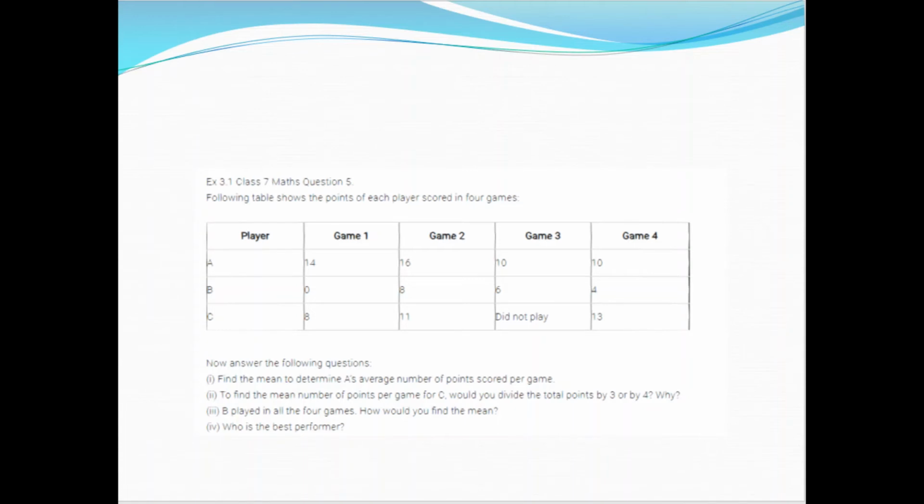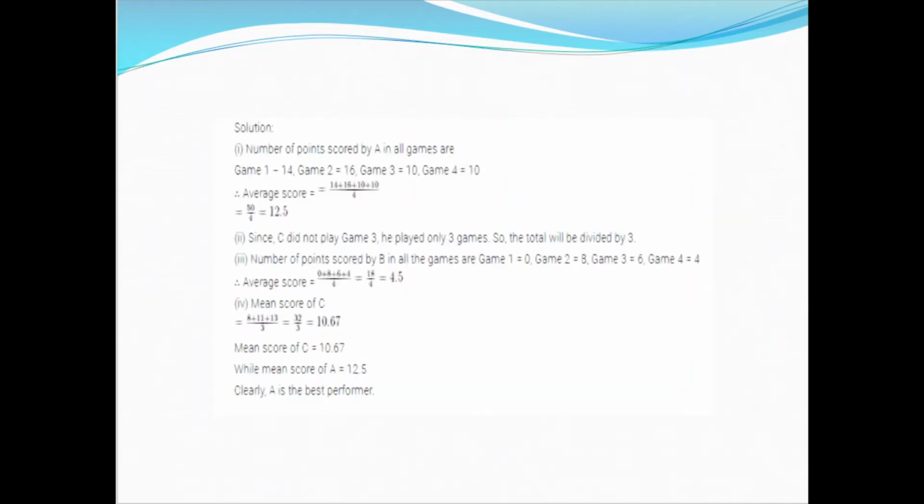Find the mean to determine A's average number of points scored per game. The number of points per game for C would be found by dividing the points by 3 or by 4? B played all 4 games. How would you find the mean, and who is the best performer? How will we solve it?